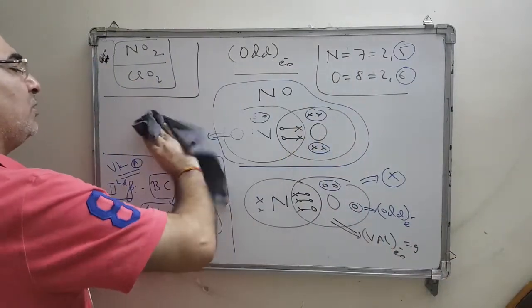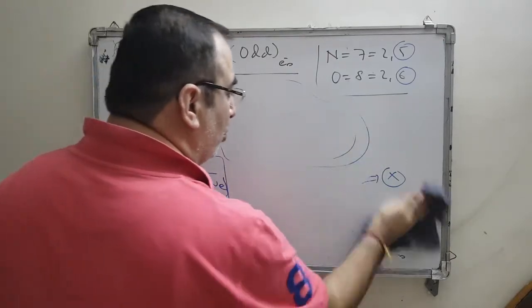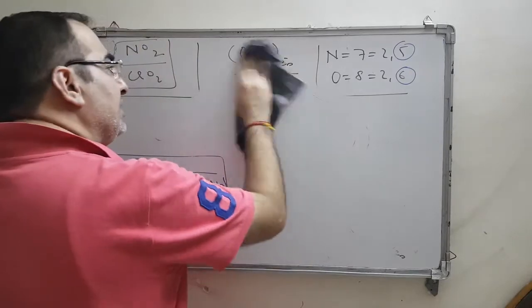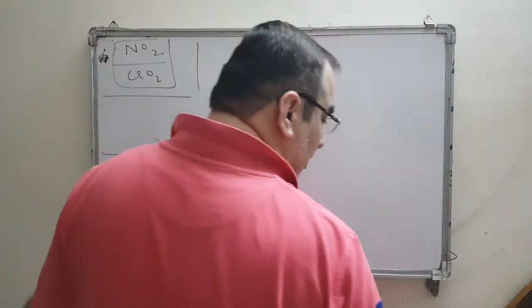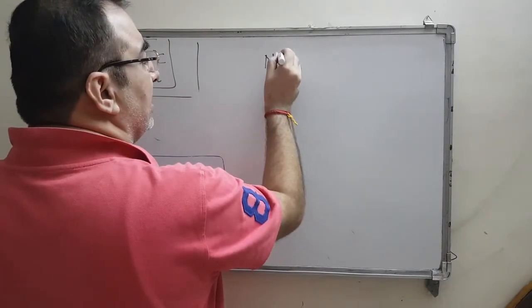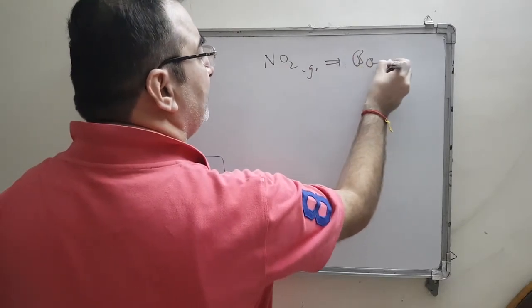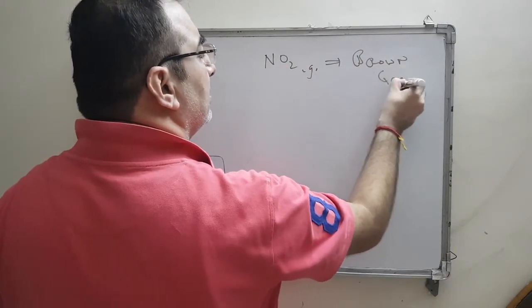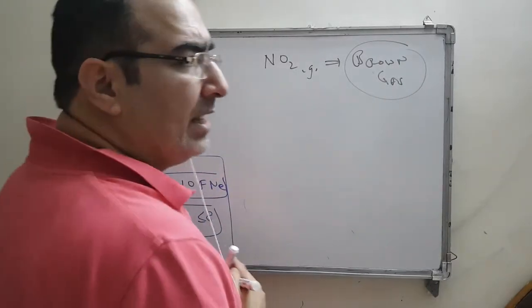Now I will tell you one more example, like NO2. NO2, nitrogen dioxide, is a very famous gas whose color is brown. So you have to remember this also. NO is colorless, but NO2 is a very famous brown gas. So whenever I say brown gas, you will say, okay, it is NO2.